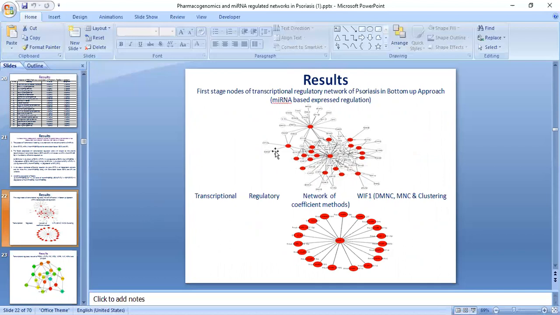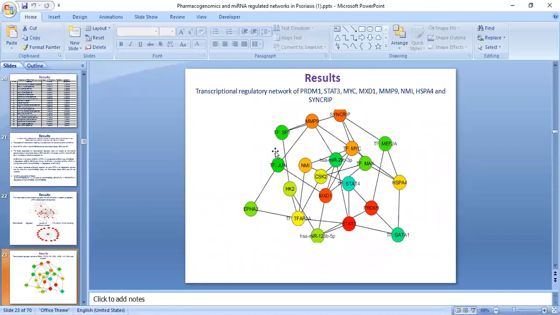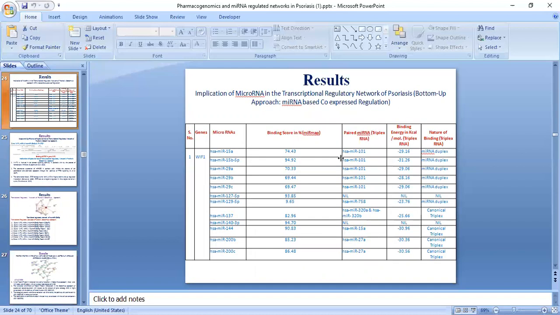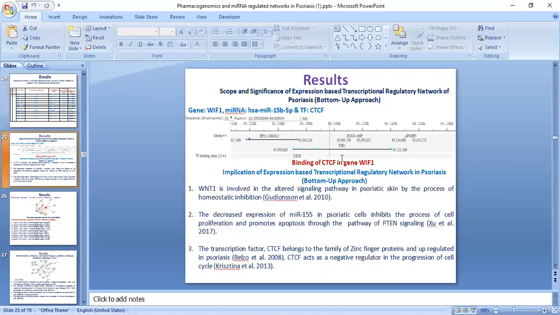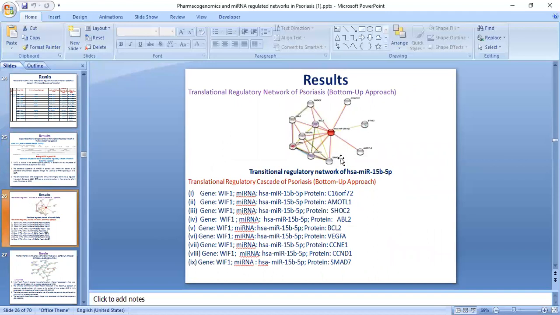clustering coefficient, multiple network correlation, and demystifying multiple network correlation. And these are the specific network motifs which drive the psoriasis network. And once again, the thermodynamical feasibility analysis. And this is followed by the regulatory network, the other approaches.